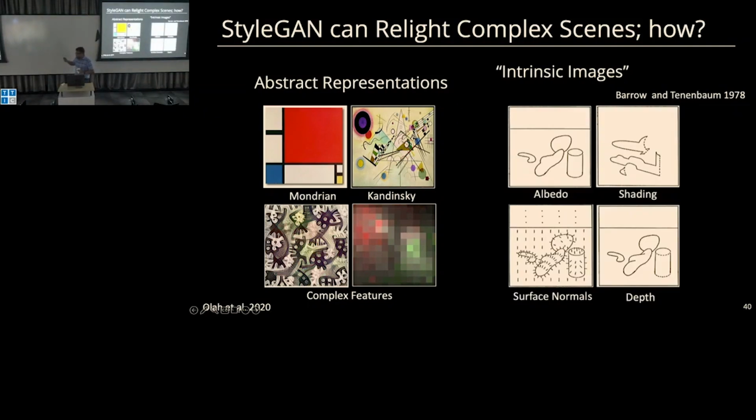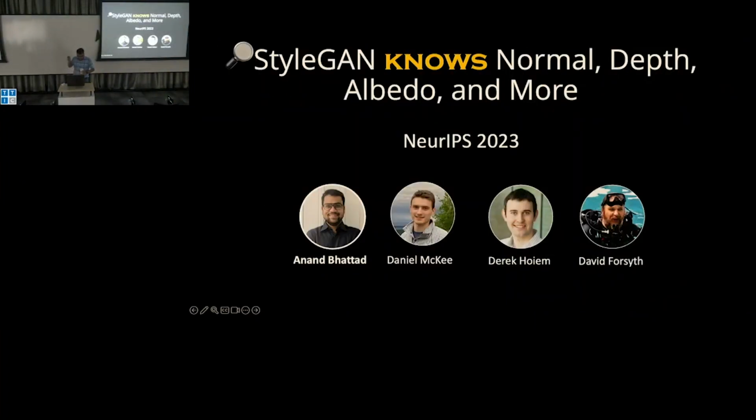Okay, so these are the two. Maybe they are manipulating some abstract representations which we don't understand, or maybe they are dealing with something very fundamental, intrinsic, or maybe they are doing both. So we asked, if StyleGAN is dealing with fundamental physical concepts like intrinsic images, then we should be able to recover them as well. In our follow-up work, what we showed was that StyleGAN indeed knows all these complex physical concepts like normal, depth, albedo, and more, and we can easily recover them.